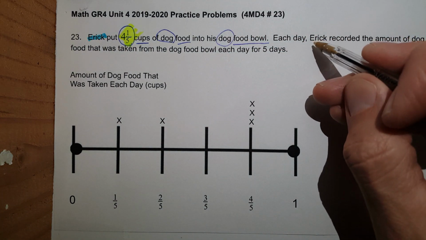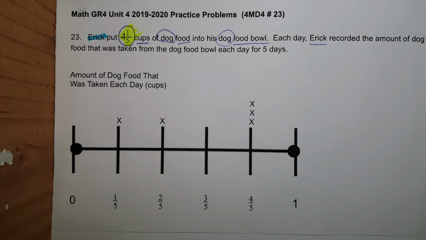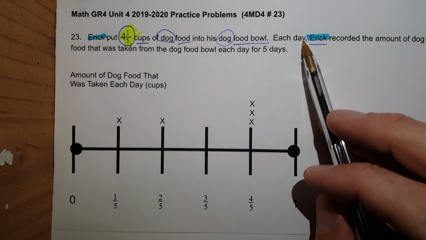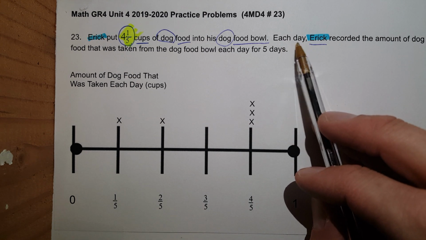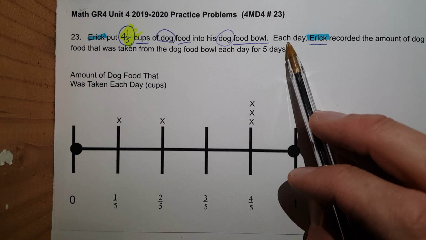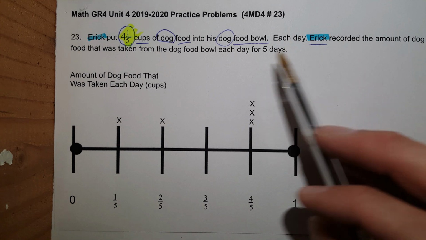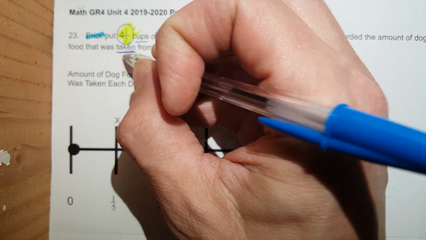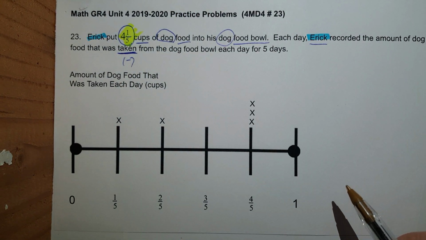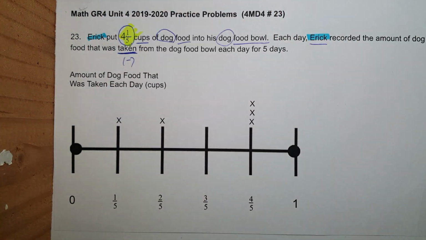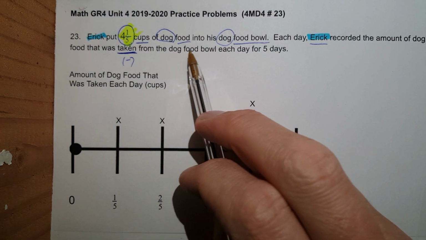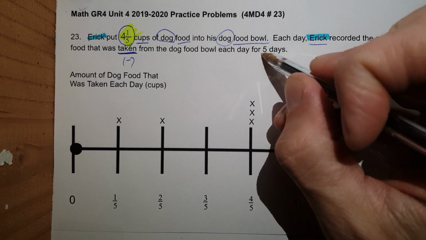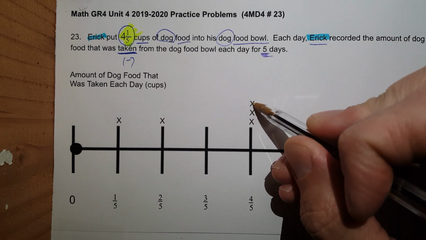Each day, Eric. Remember on these word problems, you can change the name to anything. You could put each day, Miss Lahardy, Miss Marin, Miss Rodez, Mr. D. Each day, Eric recorded the amount of dog food that was taken. Taken means subtract. You take it away. From the dog food bowl each day for 5 days.